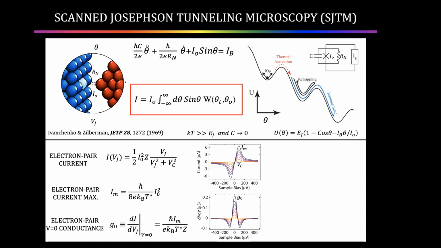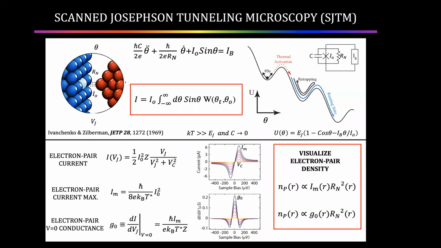And the maximum in the pair current, Im, is proportional to the Josephson critical current squared and some constants. Or if you took the derivative of this function, dI_pair/dV has a peak, and the magnitude of that peak goes as the maximum in the pair current, which goes as the Josephson critical current squared. So by measuring either this maximum or that peak, you can measure the Josephson critical current squared as a function of location, provided this model is correct.